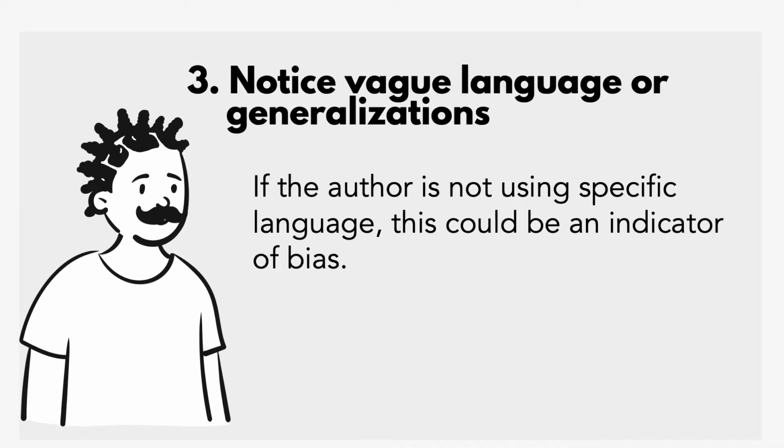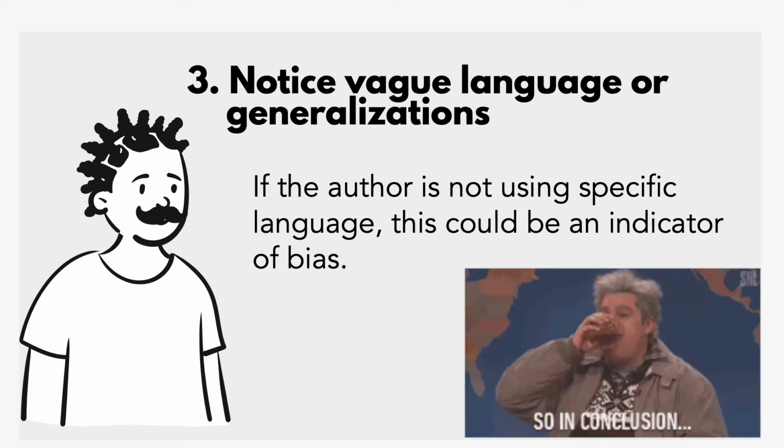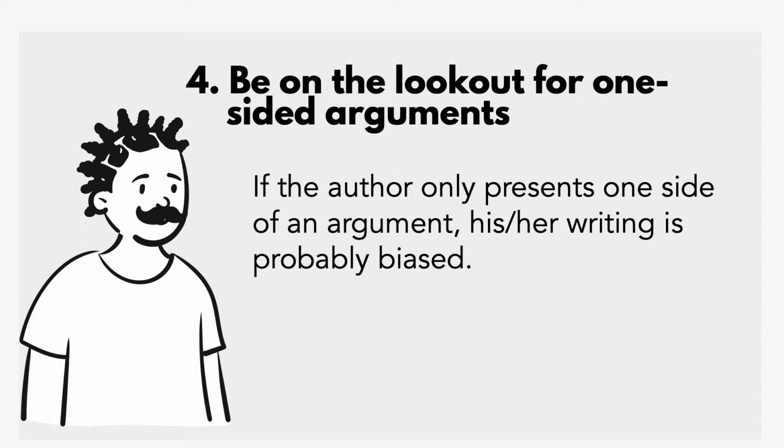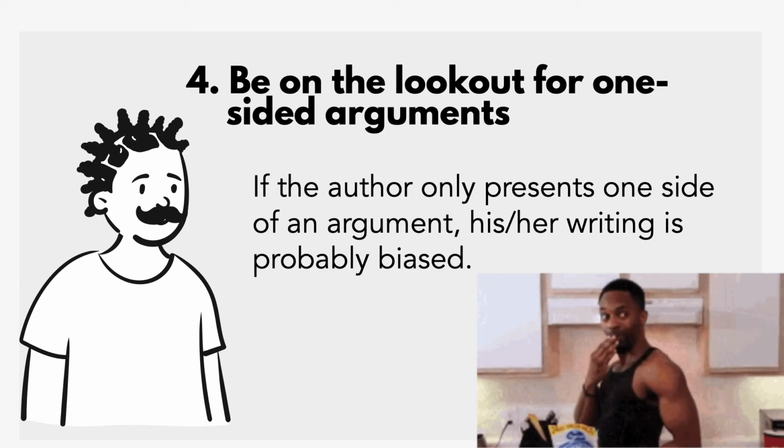Third, notice vague language or generalizations. If the author is not using specific language, this could be an indicator of bias. Fourth, be on the lookout for one-sided arguments. If the author only presents one side of an argument, his or her writing is probably biased.